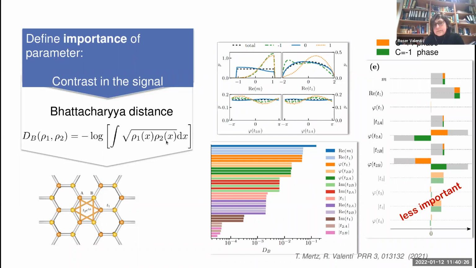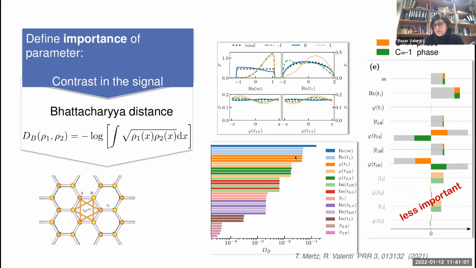And the way that we are doing that is by defining the Bhattacharya distance, which is a definition of a distance between these marginal distribution functions. It is positive if the distribution functions are different, and it increases the more different that these distribution functions are. So this type of distance gives us information about the relevance of certain parameters with respect to the others. And this is the type of result that you get out of this analysis.